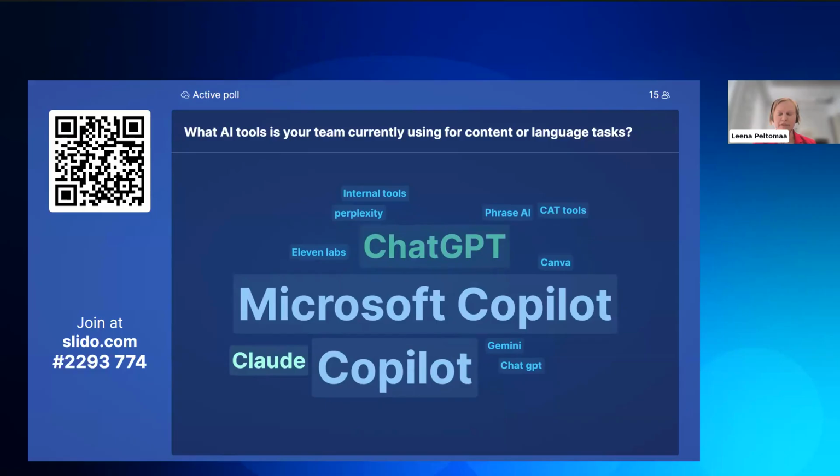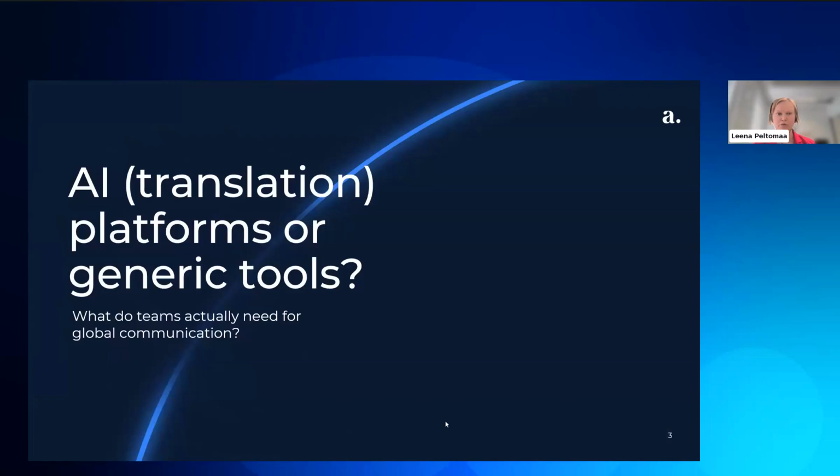Okay, we have a pretty clear picture there. Copilot is the most common one, the most common choice, and then there are other tools that are also used a lot, ChatGPT especially, and then the more specialized tools are maybe in the minority.